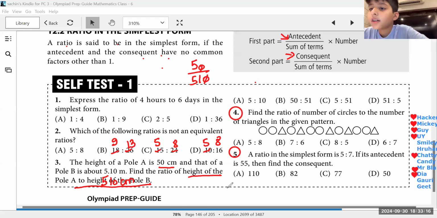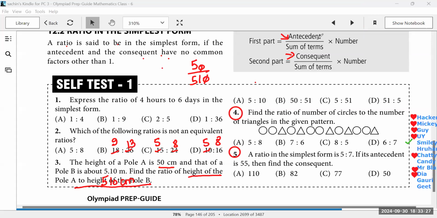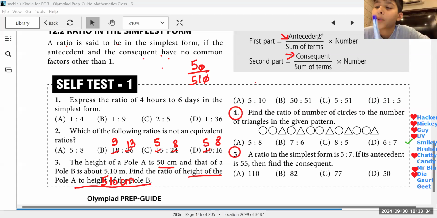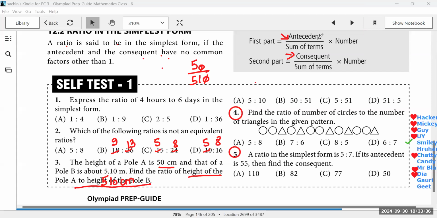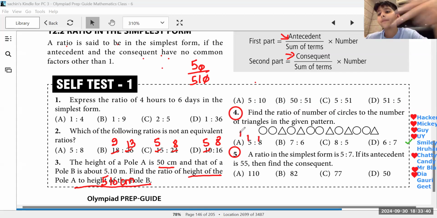A ratio in the simplest form is 5 by 7. If its antecedent is 55, then find the consequent. I do not know what antecedent and consequent are. The antecedent is the one on top and the consequent is the one below. In a ratio or proportion, the antecedent comes on the left and the consequent on the right. Okay, sir, understood.